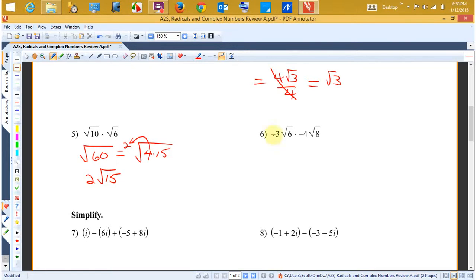On the next one, the two numbers in front of the square roots would multiply together. That would give me a negative 3 times a negative 4. That's going to be a positive 12. And the numbers under the square root multiply. That would be the square root of 48. Okay, we had 48 before, so I can break that up into 16 times 3, of which 16 is a perfect square, so it's going to come out as a 4. So the 4 is going to multiply by the 12, and that is going to give me 48 times the square root of 3.